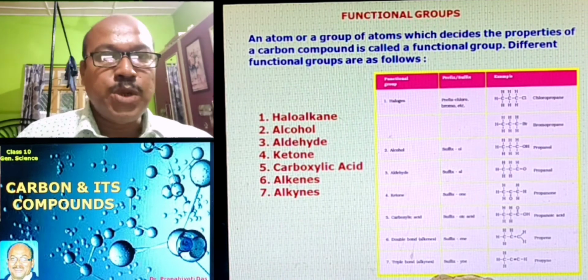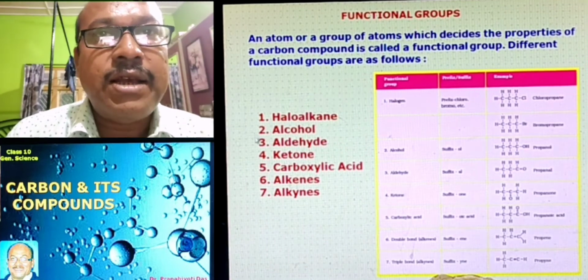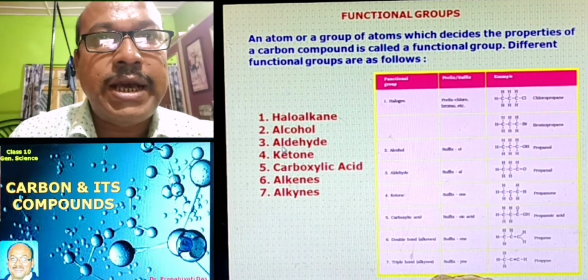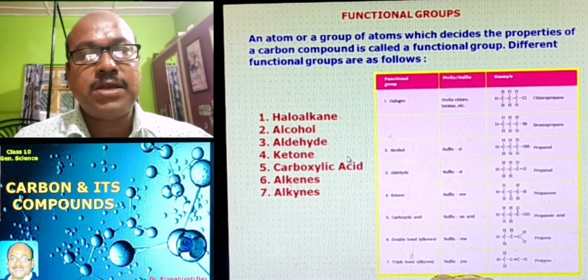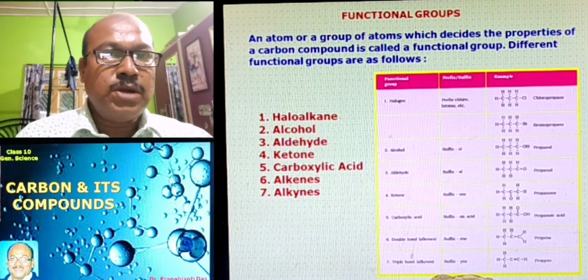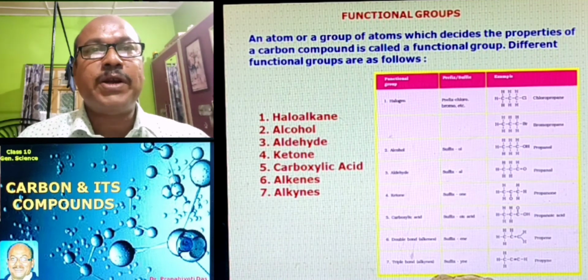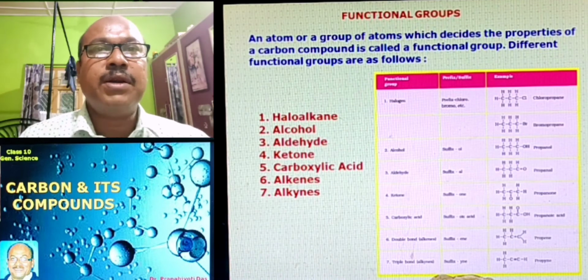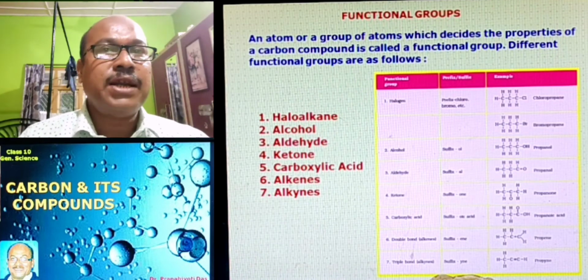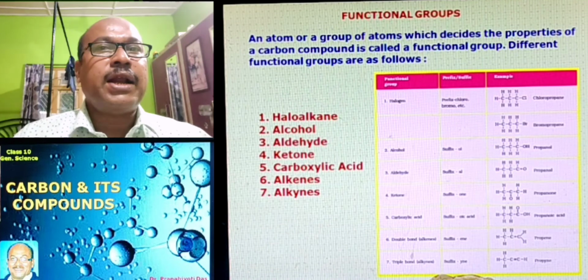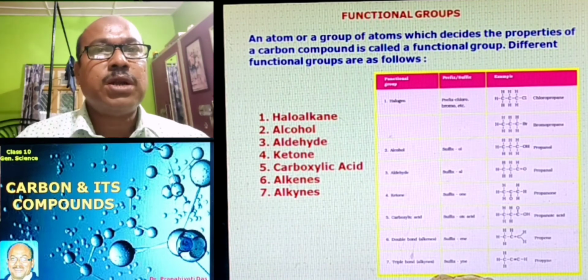Butane will become butanol. Why Al? In the aldehyde, the first two letters are Al, so this Al will come and add as a suffix. Now ketone. Ketone is a C=O double bond. A carbon and oxygen are coming together as a group of atoms and joining any hydrocarbon, and this will change the entire physical and chemical property of the compound. Under that condition, this double bond C=O is called a ketone group.